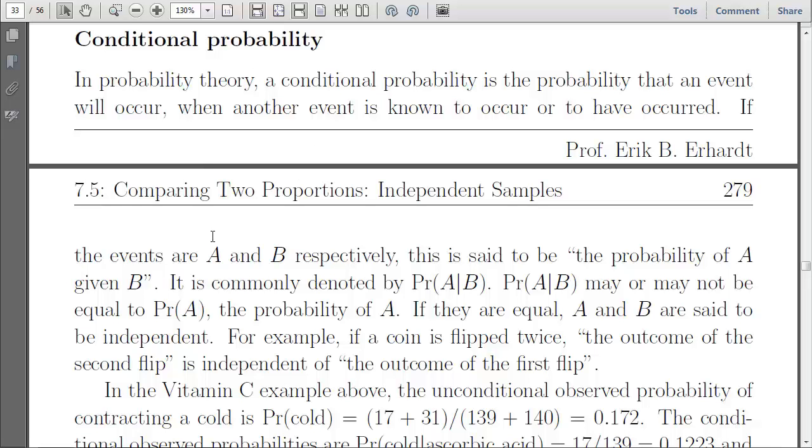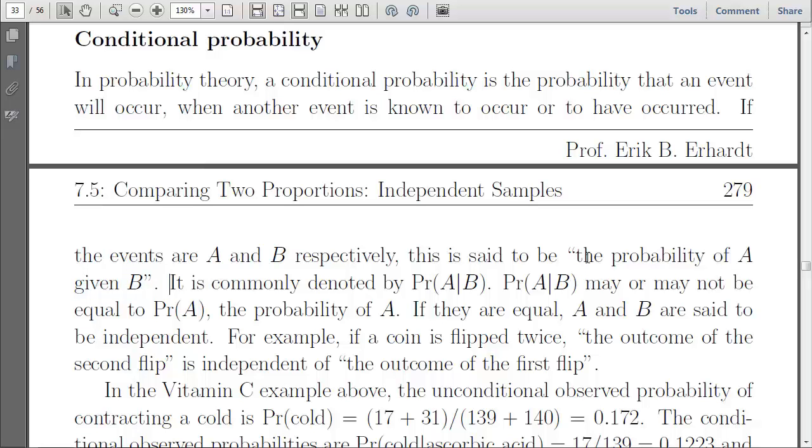Okay, so let's say we've got these two events, A and B, and we want to know the probability of A given B. So for example, how about the probability that it will rain in the next hour conditional on it being cloudy. Okay, so that is probably a higher probability than the probability of rain conditional on it being sunny right now.